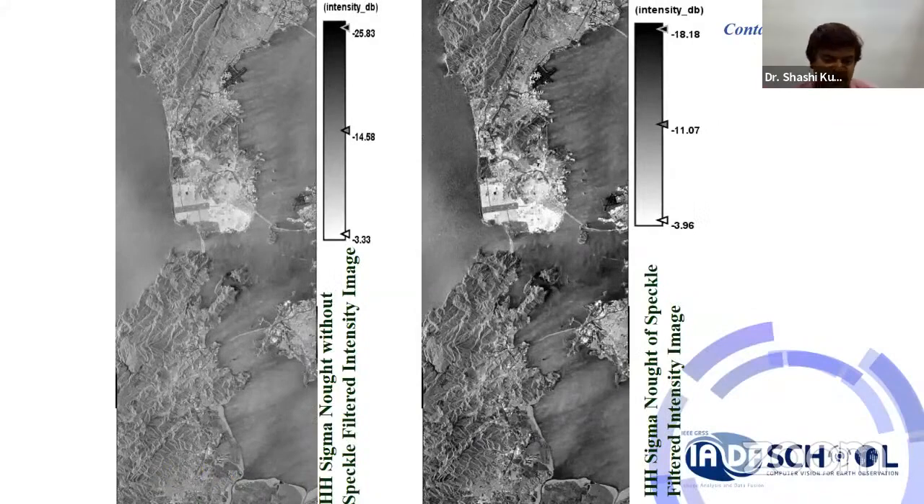Now here you can see that this is the HH channel, this is before speckle filtering, and this is after speckle filtering. So here you can see that there is an enhancement in the radiometric property of the data.